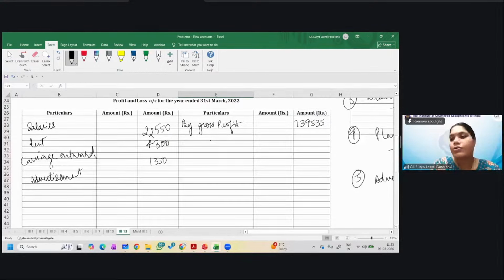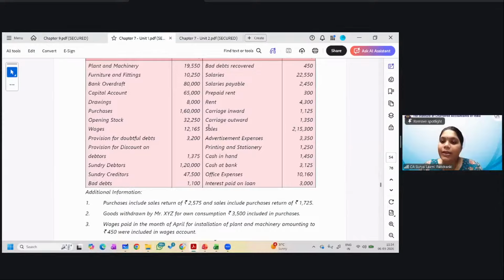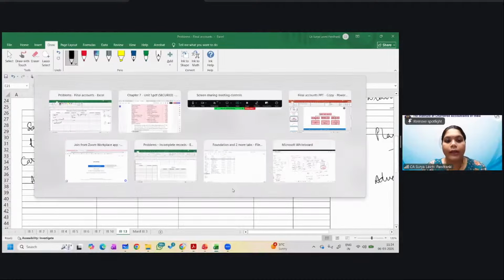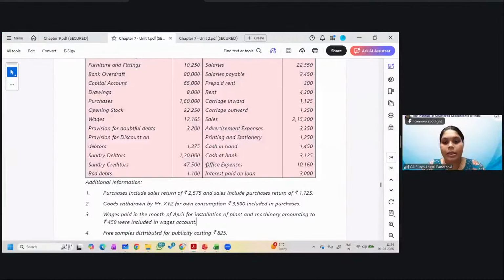Why I did not add outstanding salaries, I clearly told, it is because it is not given as an adjustment. It is already recorded in your books of accounts. When it is already recorded, it means it is adjusted in your salaries. When something is there already in your trial balance, it means it is already adjusted in your books of accounts. So you don't have to redo the adjustment. If it is only given here as additional information, then you will have to do the double adjustment. Right, advertisement is done. Anything else?